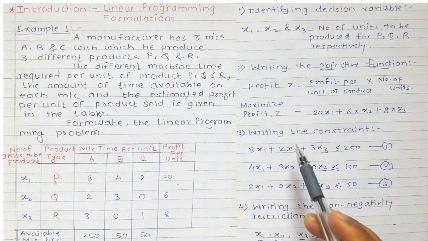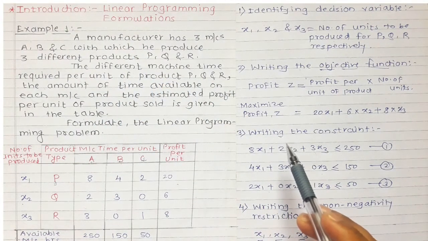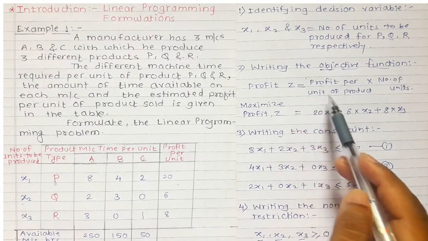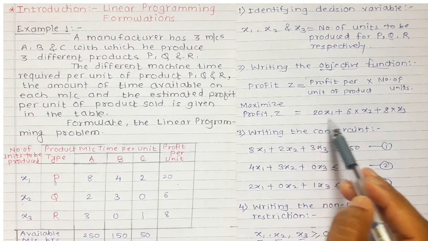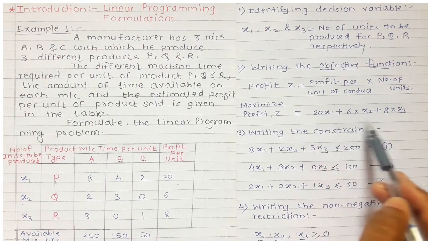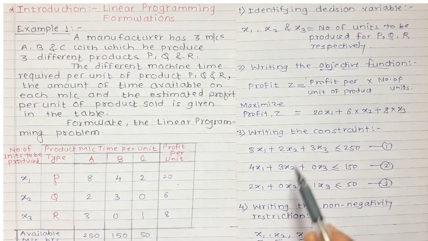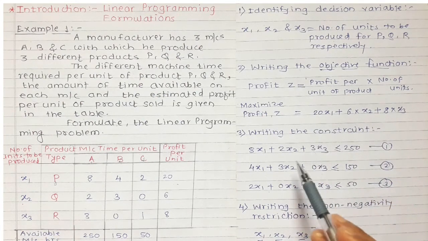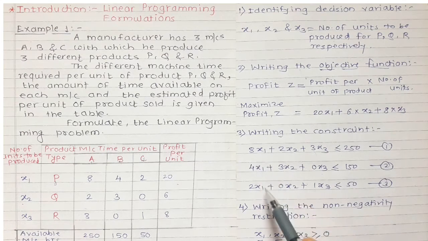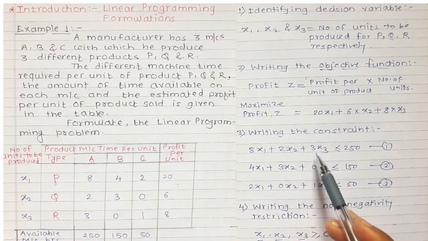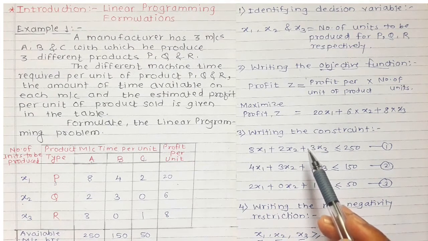Now in this problem that we have formulated, this objective function is linear. It is in a linear form, so it is a linear equation. And also the 3 constraints we have considered here are all linear equations, and thus we call it a linear programming problem.